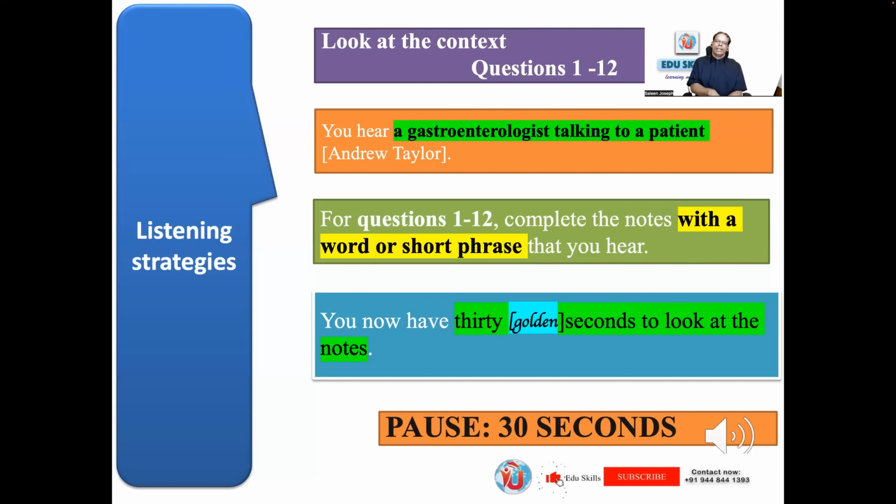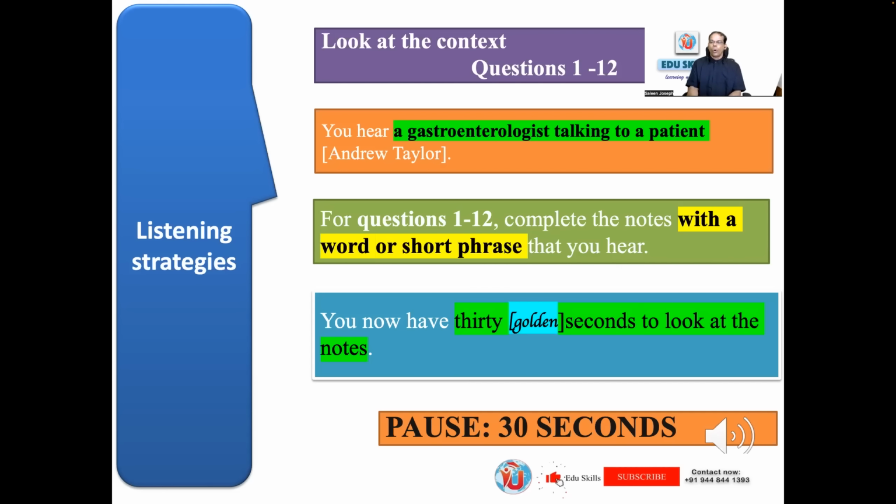That's cool. Okay. Look at the context, questions 1 to 12. The context is very important. They will introduce the context at the very beginning, and they will speak about a health professional. Then you know almost something connected to that particular department or specialization, the topic the audio will speak about. So you have a gastroenterologist talking to a patient named Andrew Trailer as today's context, which you will listen to. For questions 1 to 12, complete the notes with a word or short phrase that you hear, one word or a couple of words.